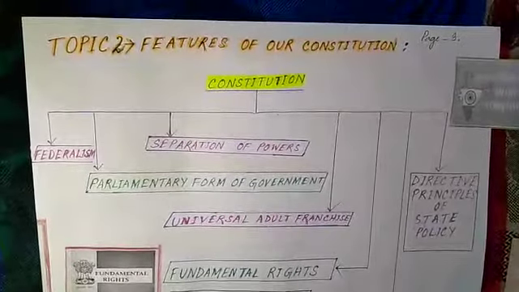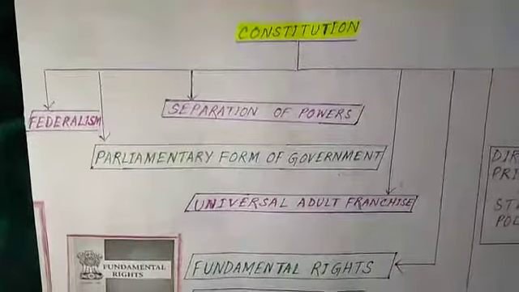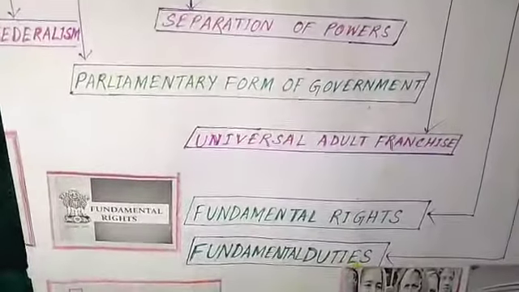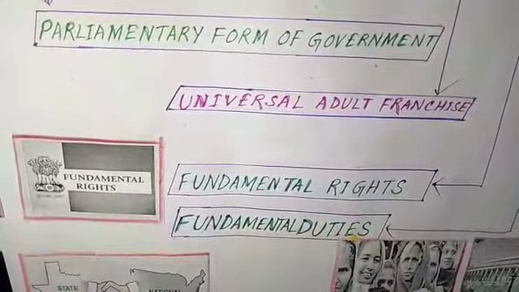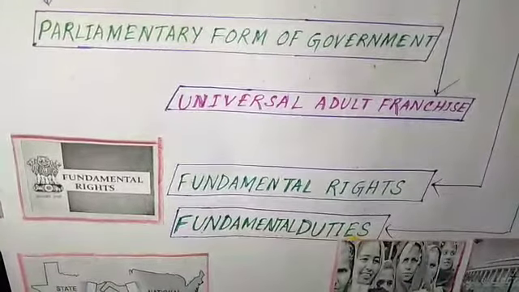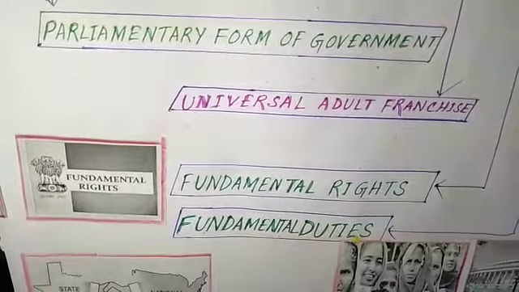Understood? And we have to value the rich heritage of our composite culture. What is the meaning of composite culture? We are a mixed culture, beta. All of us contribute our cultures to make the Indian culture. To protect and improve the natural environment. Our environment should be protected by us only.